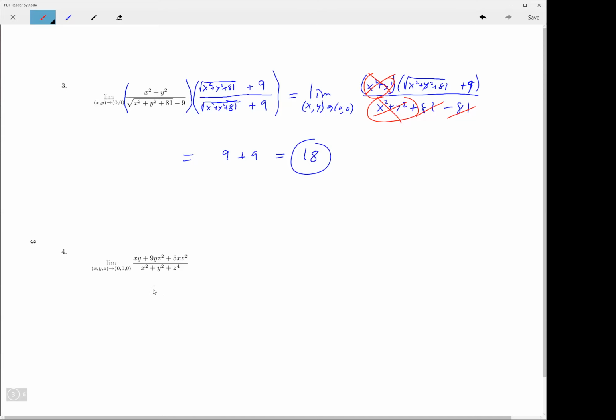Okay, so now what you can do here, and maybe this is hard to see, but see this z to the 4th there? If every term had z to the 4th, that would be really fun, right? If this was z to the 4th, and this was 9z to the 4th, and this was 5z to the 4th, and these were z to the 4th, then we'd be able to find the limit, right?